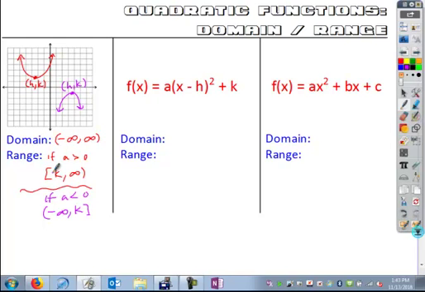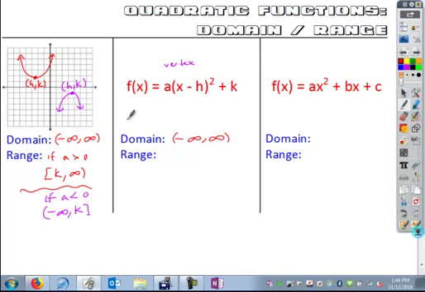Now that's identifying the domain and range if you're starting with the graph. The other two forms of the equation that you're likely going to see are this vertex form here and this general form here. When you're looking at the vertex form, the domain and range are easy to find, right? The domain is going to be what? No matter what, it's always going to be all real numbers.